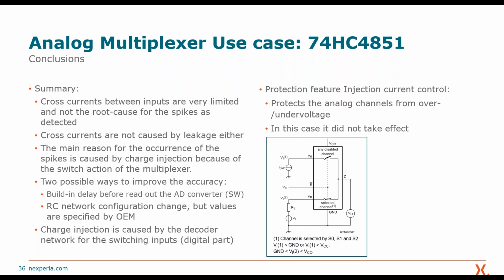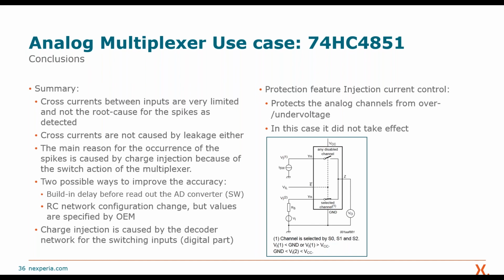And there, it is most likely that the charge is caused by the digital decoder network when the selection bits are active. So the possible ways to improve are either a built-in delay by software, which was done by the customer, and with the simulation results they could also get a certain feeling for the timing behavior of the charge injection. And then the RC network was also slightly reconfigured, although it was primarily or initially specified by the OEM.